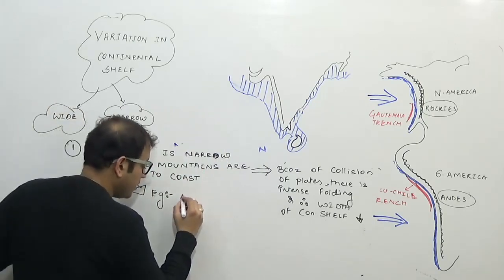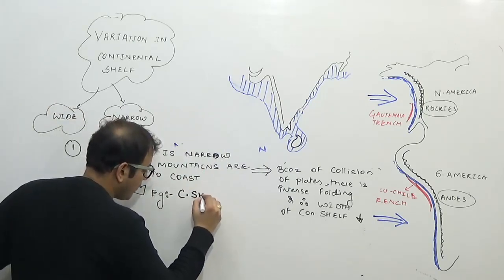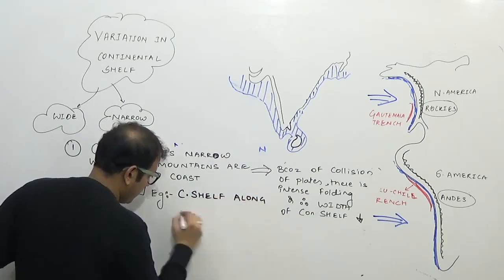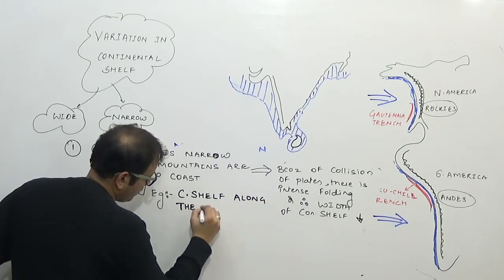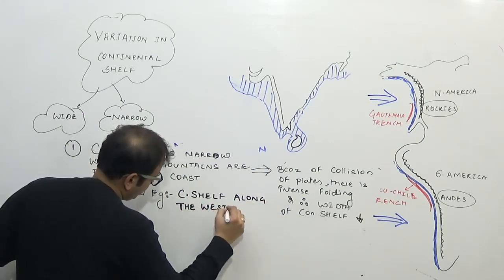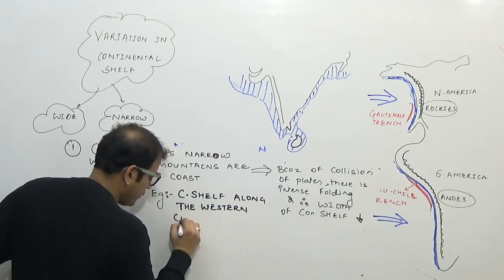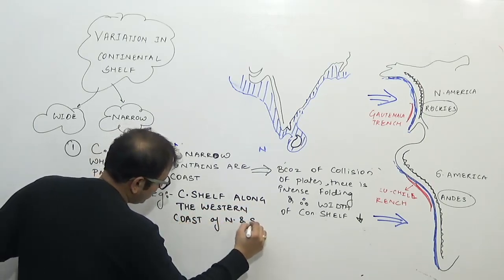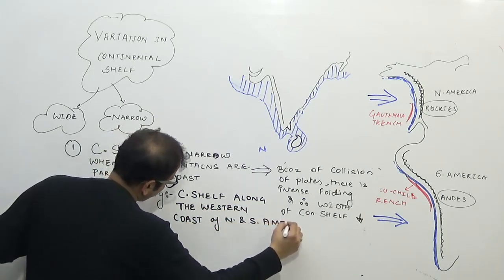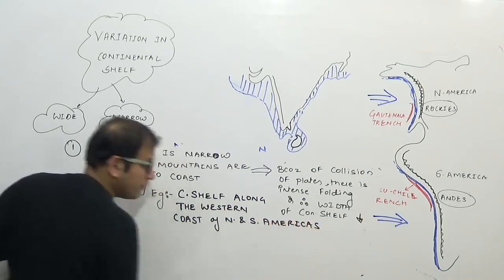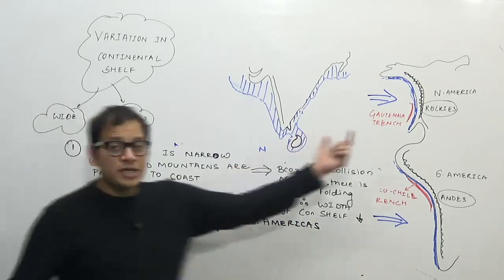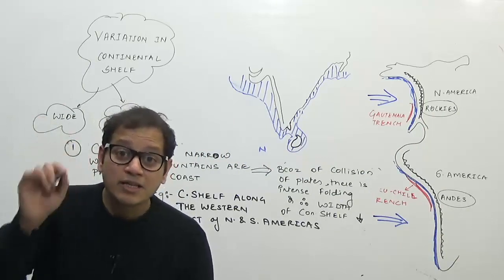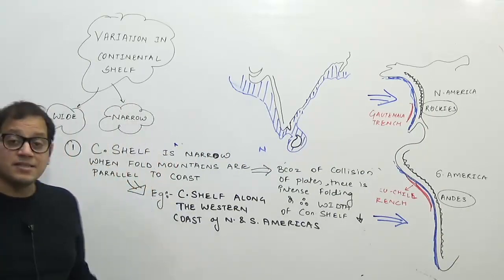The example is the continental shelf along the western coast of North and South America. Which two mountains are there? Where the Rockies mountains are parallel and the Andes are parallel. So the example is North and South America, where the Rockies and Andes are parallel.